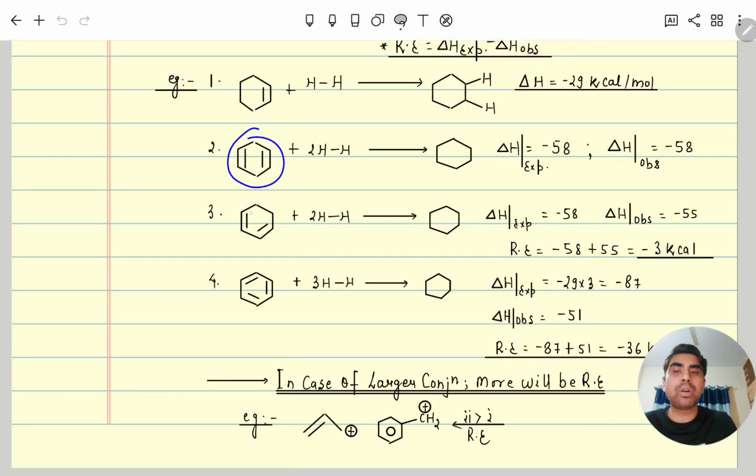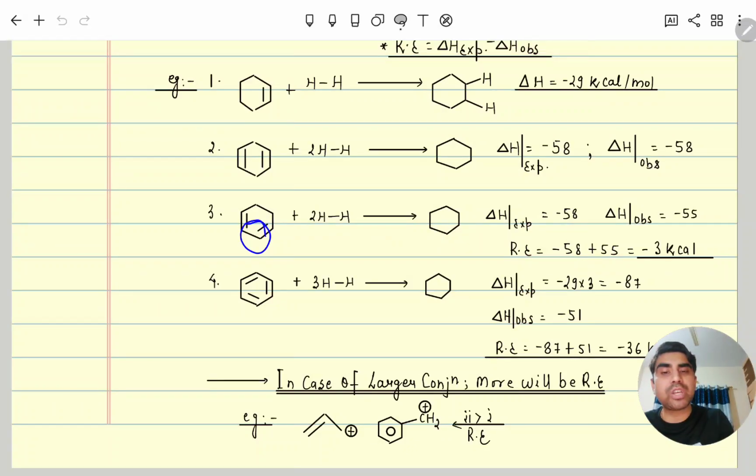Since here we are breaking two bonds, 29 into 2 is minus 58. Experimentally it is minus 58 and observed is also minus 58, so the overall resonance energy here is 0. Of course, here resonance is not happening, no delocalization, because conjugation is not there: double, single, single, double. But here, as you can see, conjugation is there. Since we are breaking the same two double bonds, expected is minus 58, but in reality observed is minus 55. So resonance energy is expected minus observed enthalpy, and it comes to minus 3 kilocalorie.